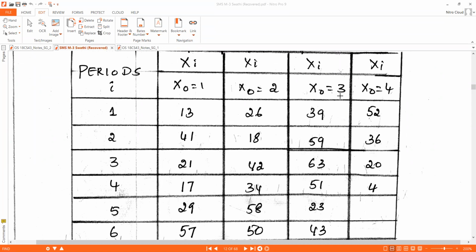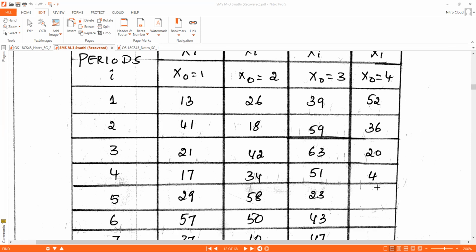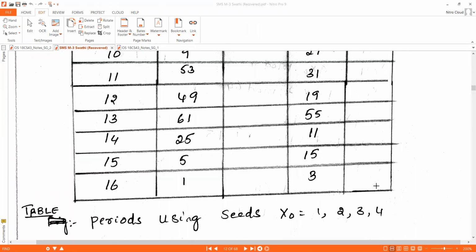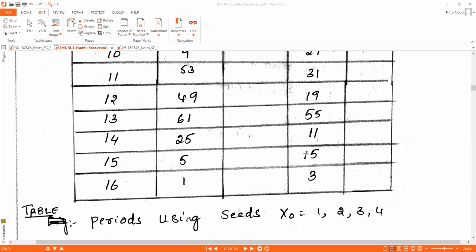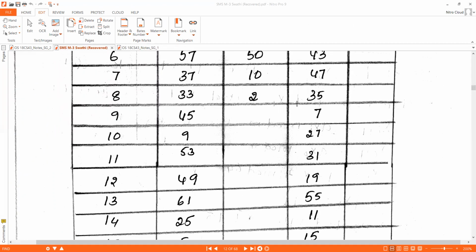Next case, they have asked us to find 16 periods. At that time we need to take the seed value as 3. X0 equal to 3, we need to find xi values for 16 periods. And in the question, for the next case they have given x0 equal to 4, and they have asked us to find the xi values for 4 periods, that is i equal to 0, 1, 2, 3. These are the xi values. In this way we need to calculate it, and we have represented all xi values and respective periods in this tabular form.